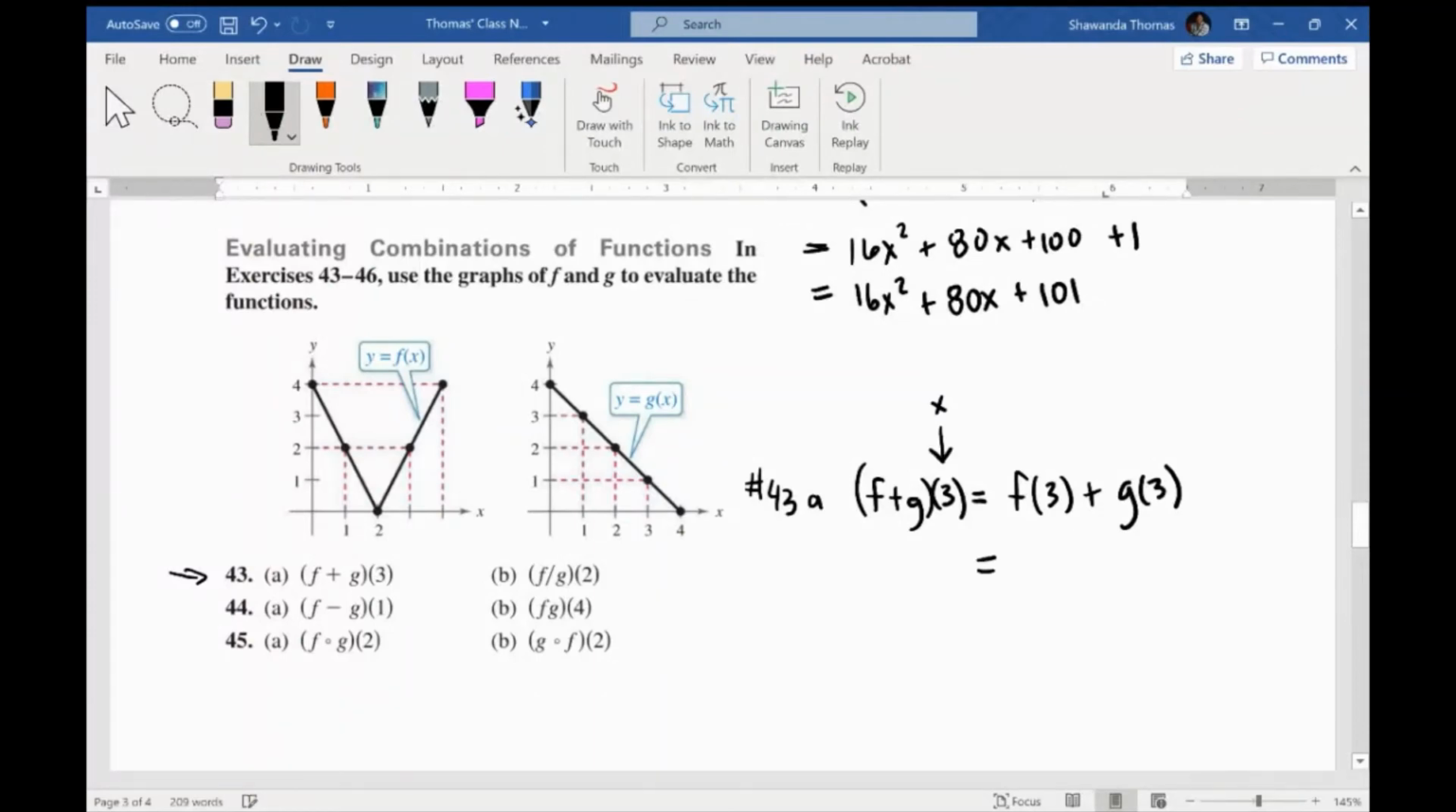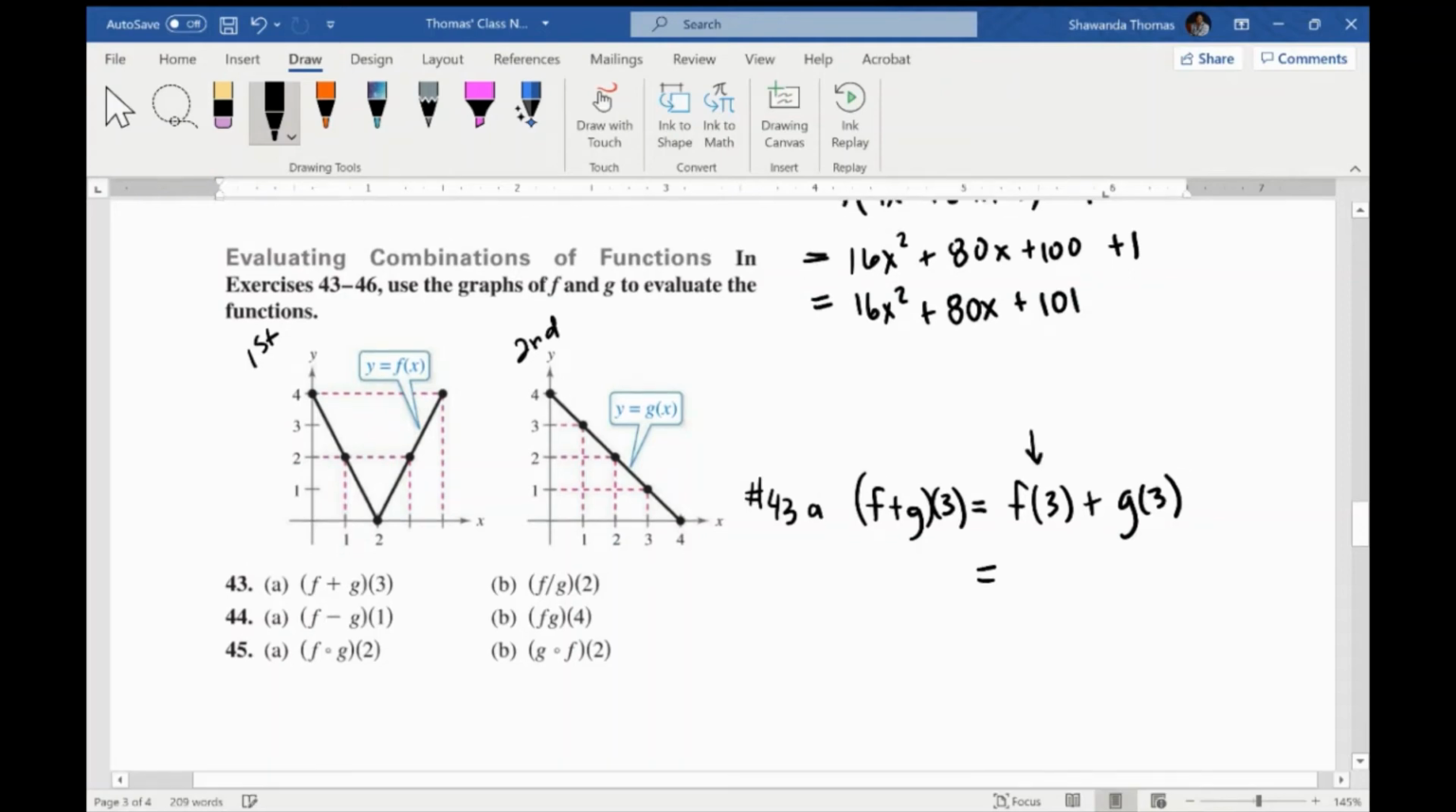All right. So now we got to figure out what F of 3 equals. Which graph do you think we need to go to? The first graph or the second graph? The first one, because we are talking about F. So we are evaluating this function. Y'all are kind of good at this part. When X is 3, what is Y? So this is 3 right here. 2 right here. Bam. So that's 2 plus G of 3.